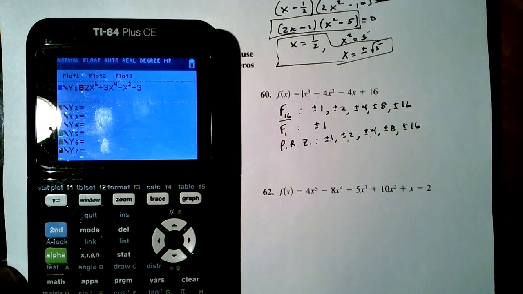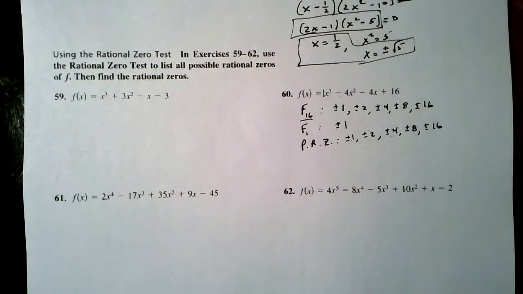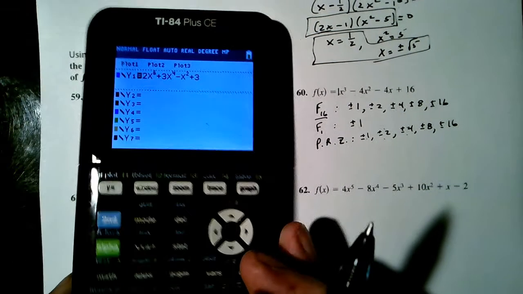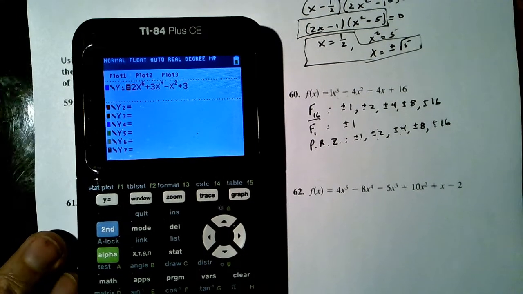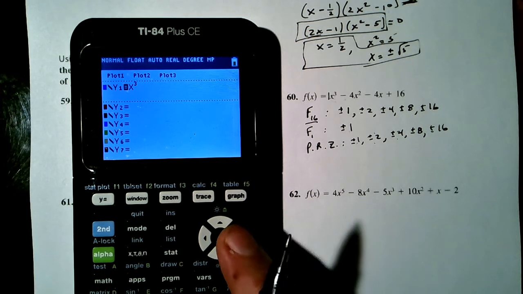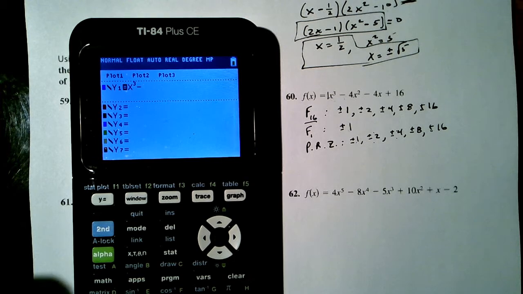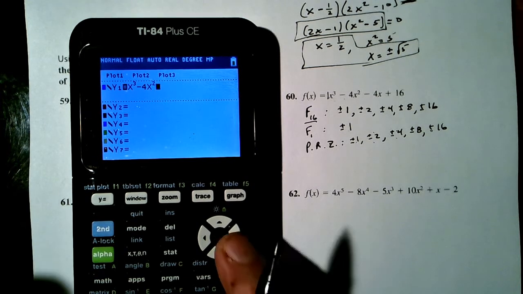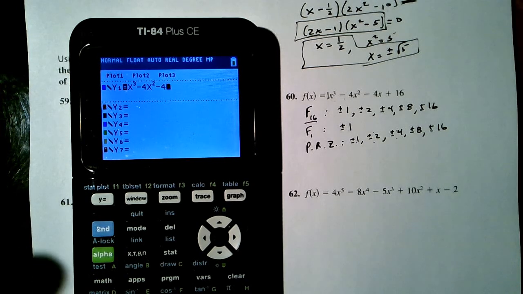I'm going to go into the calculator now. Let's see if I can get that screen a little bit cleaner so it doesn't glare. That looks a little better. And I'm going to clear this, and I'm going to enter that function. Let's go x cubed minus 4x squared minus 4x plus 16. I think we actually could have factored this without doing that.